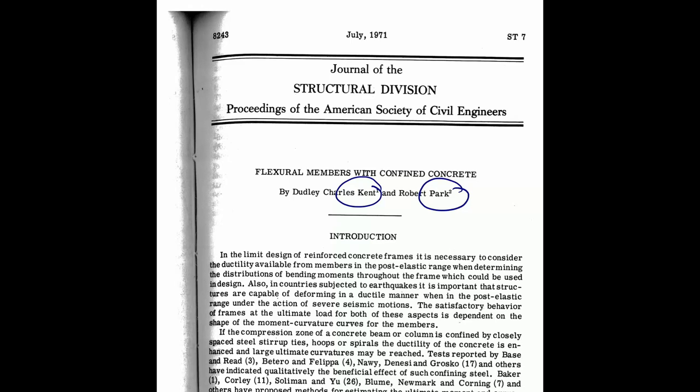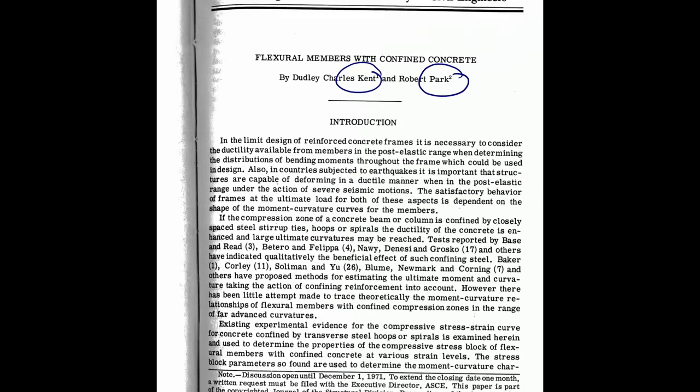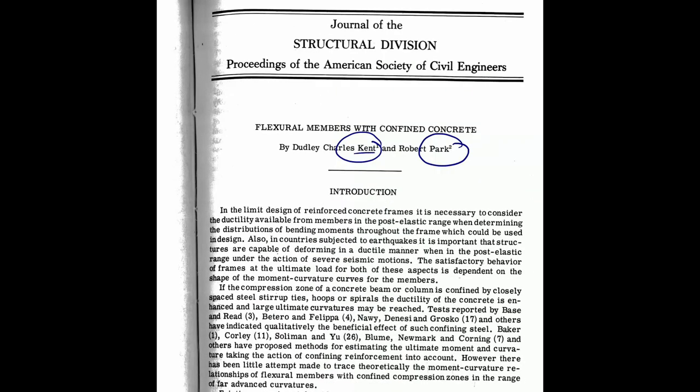The thing is that the development of the concrete model is based on the cylinder strength, so the f'c that you're going to see in here is from cylinder, all right? Once you put in the cube strength, you get 25% extra and you will end up with trouble. That's it. So look for Park and Kent.